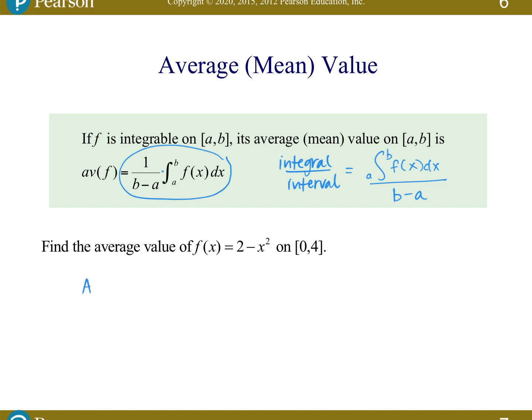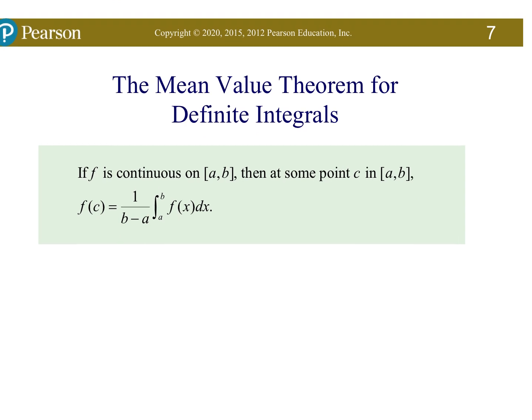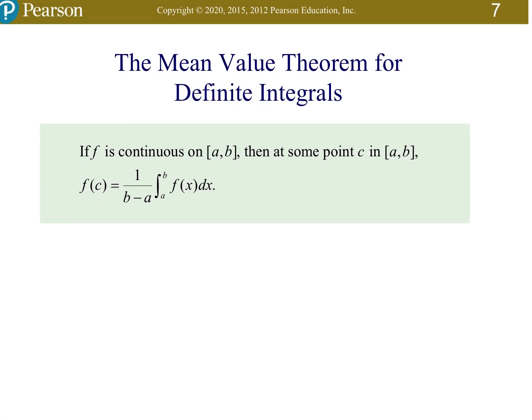So in terms of calculating it, you're just going to set up the integral from 0 to 4 of 2 minus x squared quantity dx over the interval 4 minus 0. And so you would evaluate your average value that way. Okay, now I want to talk with you a little bit about what the implications of that is, okay? So if f of x is continuous, then we can define this average value.